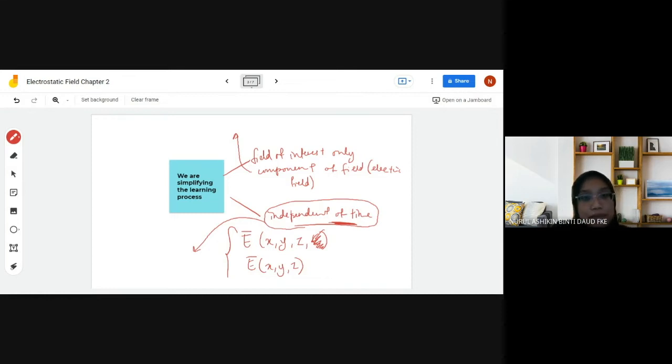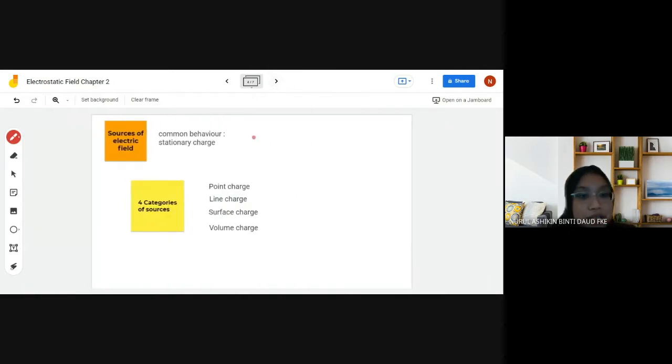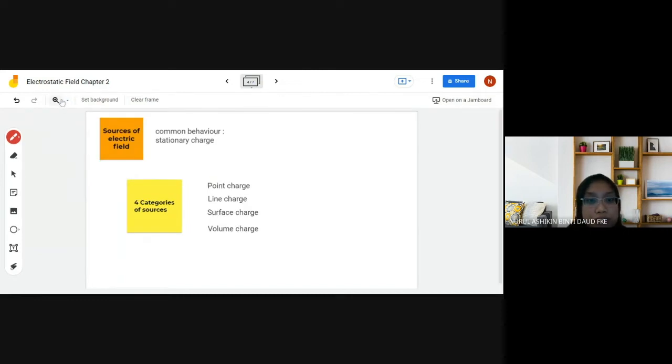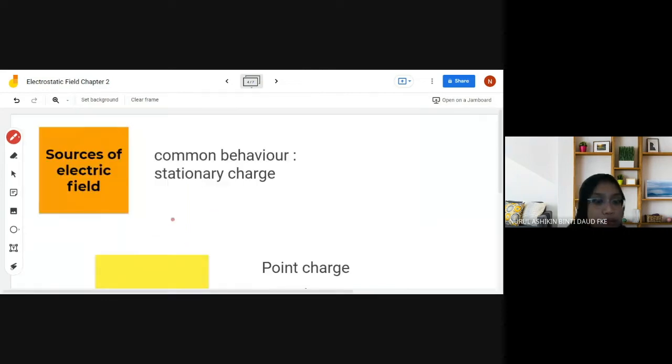So let's proceed with chapter 2. How can the electric field be generated? Now we are asking ourselves how the electric field can be generated. In order to know that, first of all we need to know the sources of electric field. There are 4 types of sources.